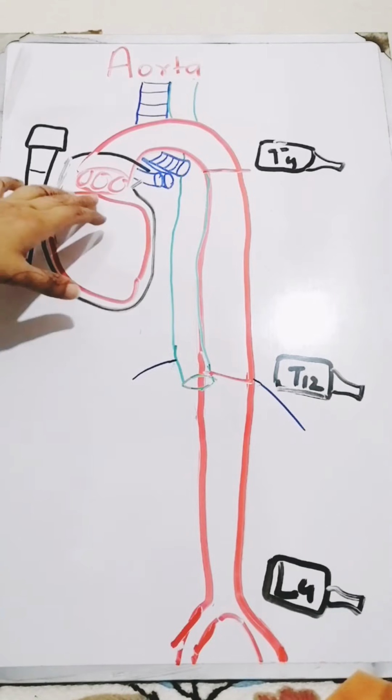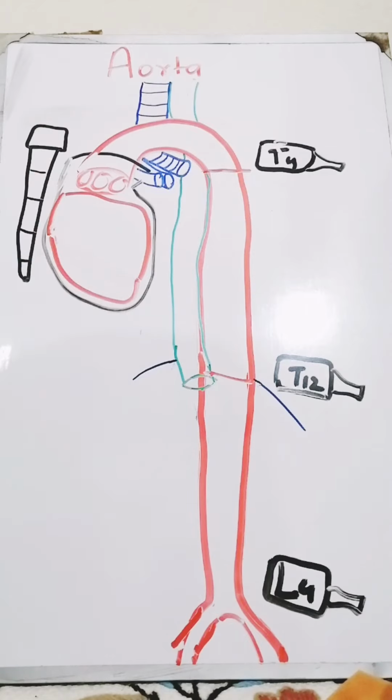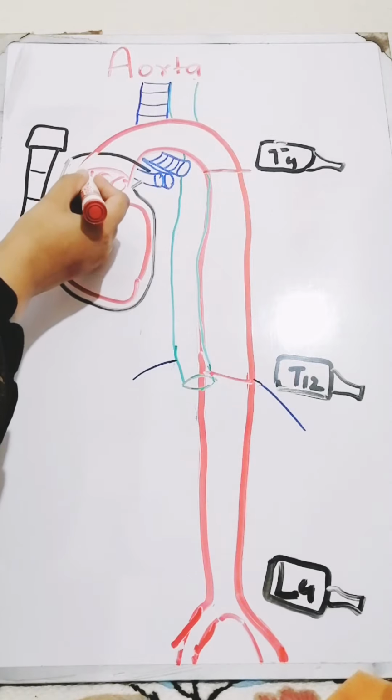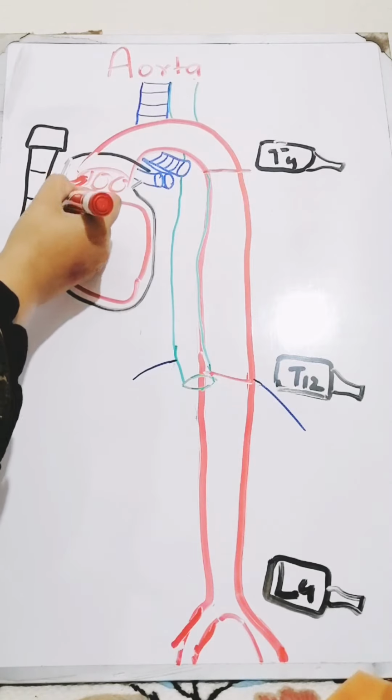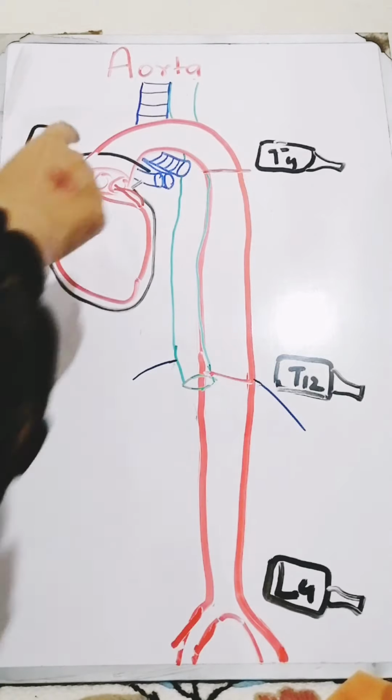There are three aortic sinuses: right, posterior and left. The right one gives the right coronary artery and the left one gives the left coronary artery. So the coronary arteries originate from here and supply the heart. Then it goes upward and gives the aortic arch.